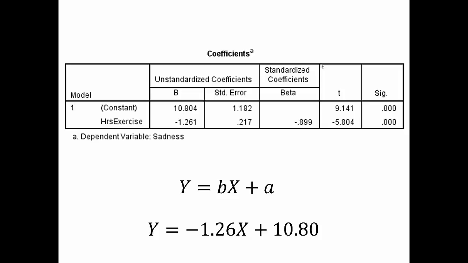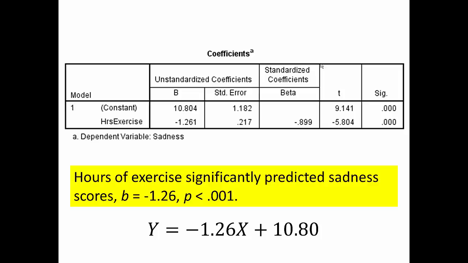So now we have the pieces we need to make the regression equation. All we do is take the information from the chart and we put it into our equation. What can we say about the regression at this point? We can say that the hours of exercise significantly predicted sadness scores, and then you put the slope in, B equals negative 1.26, and P is less than 0.001. We don't generally put the Y-intercept into a statement.